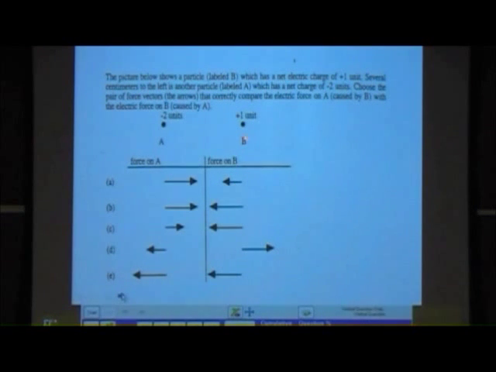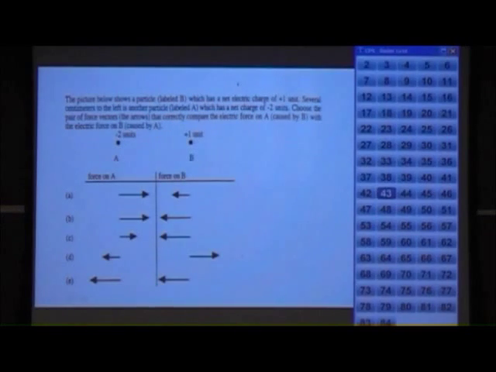So here's particle B. Several centimeters to the left is another particle labeled A, which has a net charge of -2 units. Choose the pair of force vectors that correctly compare the electric force on A caused by B with the electric force on B caused by A. So you have 5 choices. Talk to a person next to you. Your time starts now.